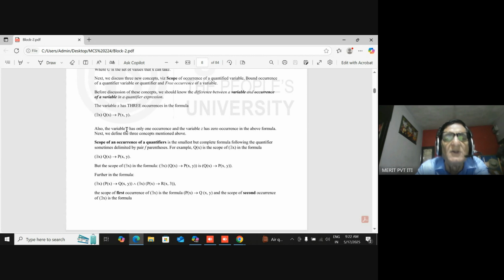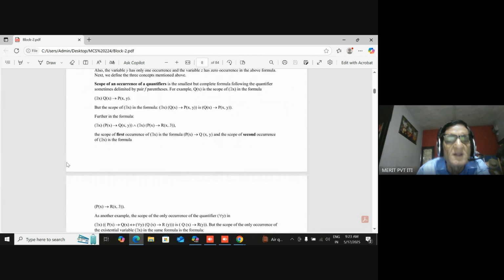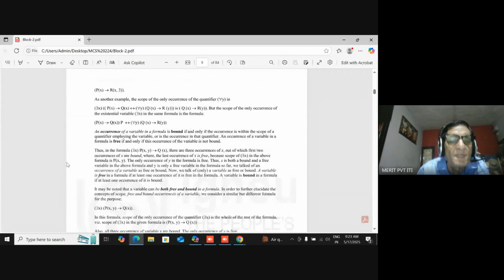Those are symbols you should remember: implies, for all x, which is an upside-down A, and there exists x, which is a backward E. Okay, so this is the formula where you could quantify.